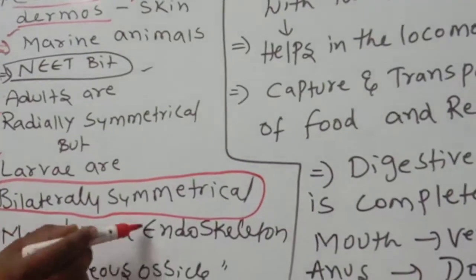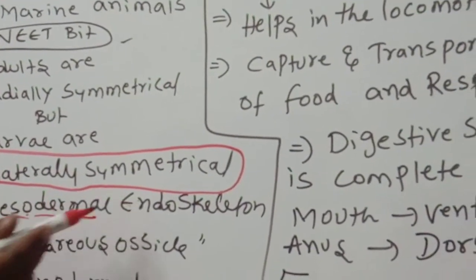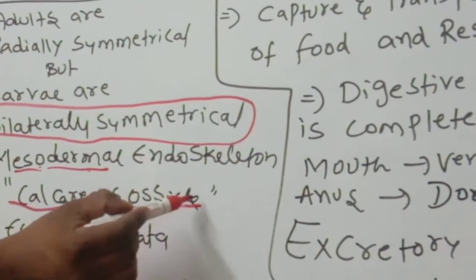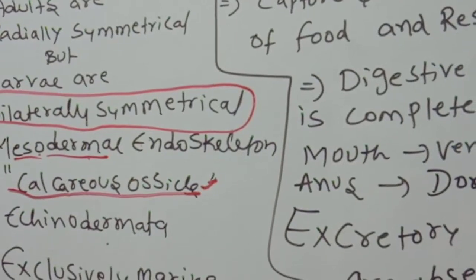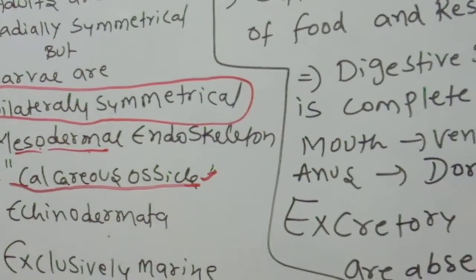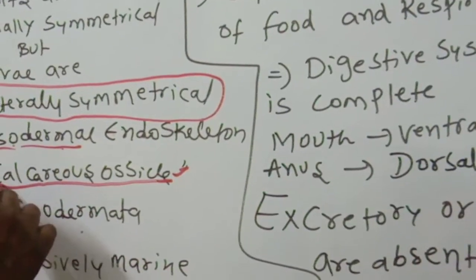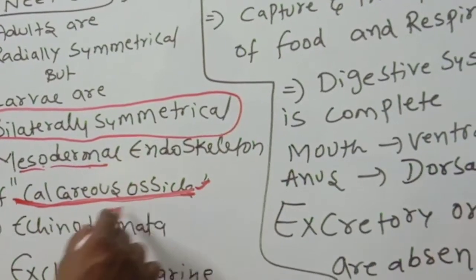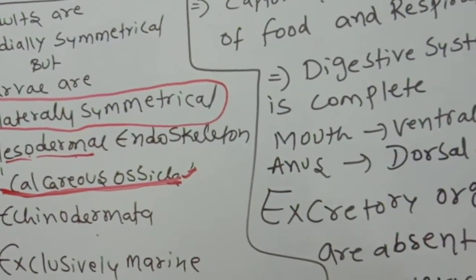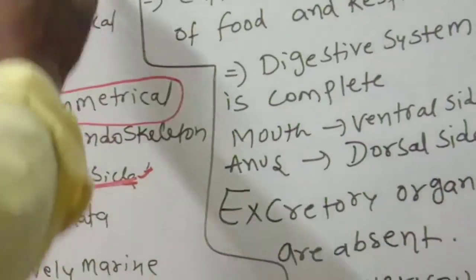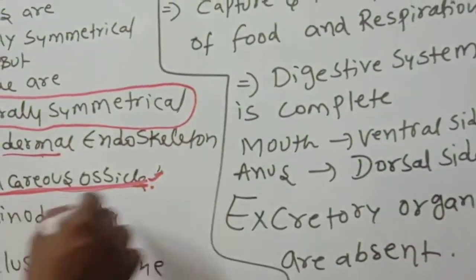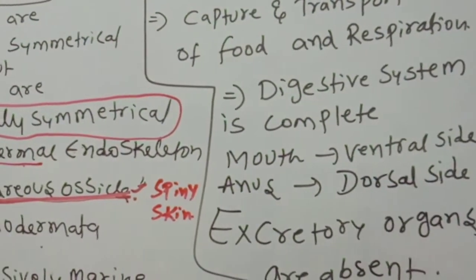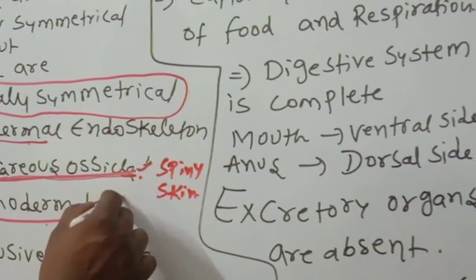The endoskeleton is mesodermal. From the mesoderm the endoskeleton originates, and the endoskeleton is made of strong structures. What do you call those structures? Those structures are called calcareous structures. In a starfish, you will see some particular parts called calcareous ossicles. That's why we call it spiny skin, a special name, and so we call them echinodermata.